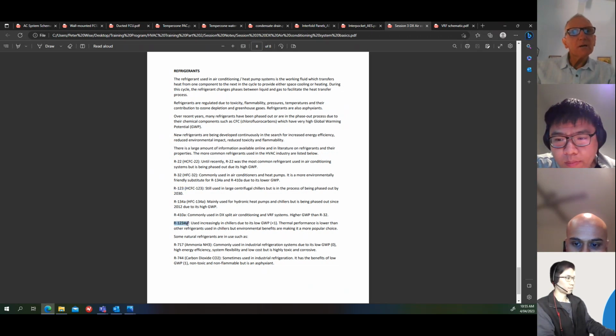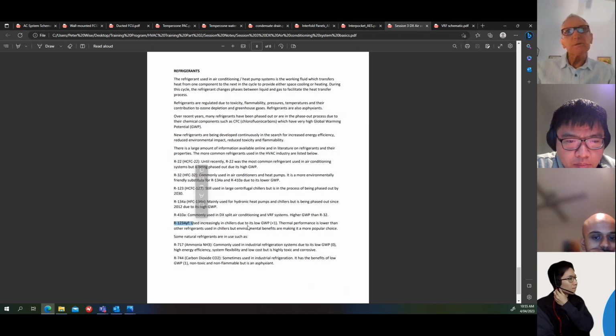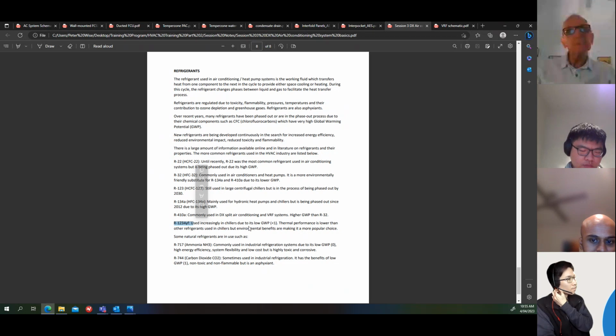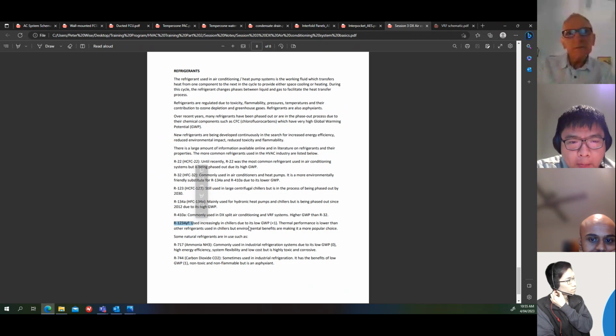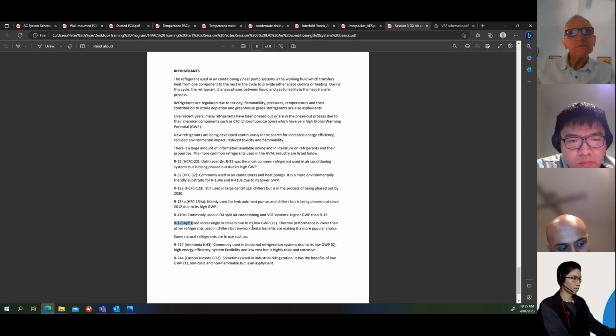I'll jump down to this one, R1234YF. I don't know whether you've come across that. That's being used in centrifugal chillers, particularly the turbo core type compressors. It's got a global warming potential less than 1. Its thermal performance is lower than other refrigerants used in chillers, so it tends to make the chiller bigger to get the same capacity. But the environmental benefits are making it a more popular choice.